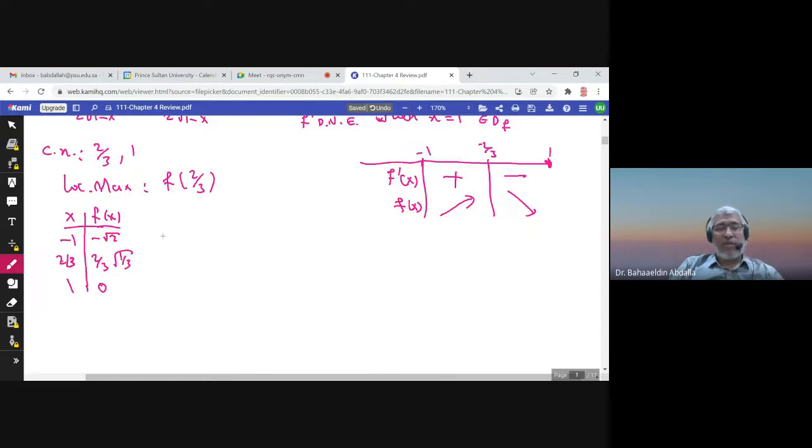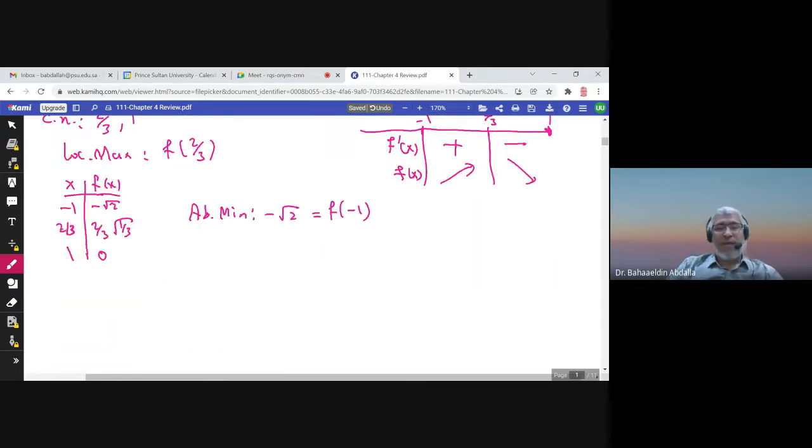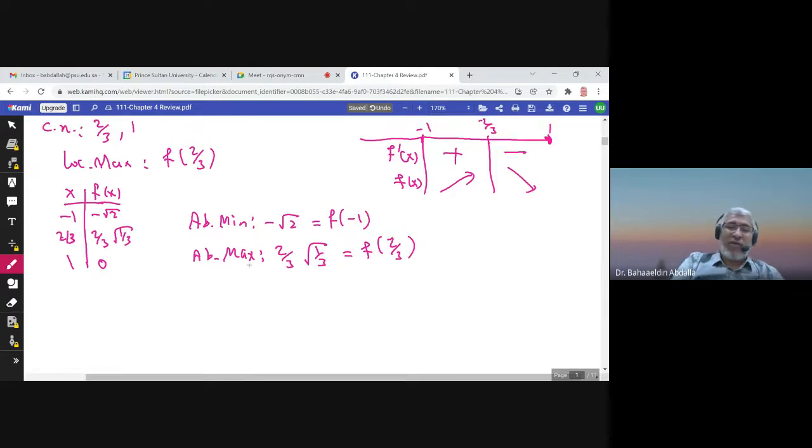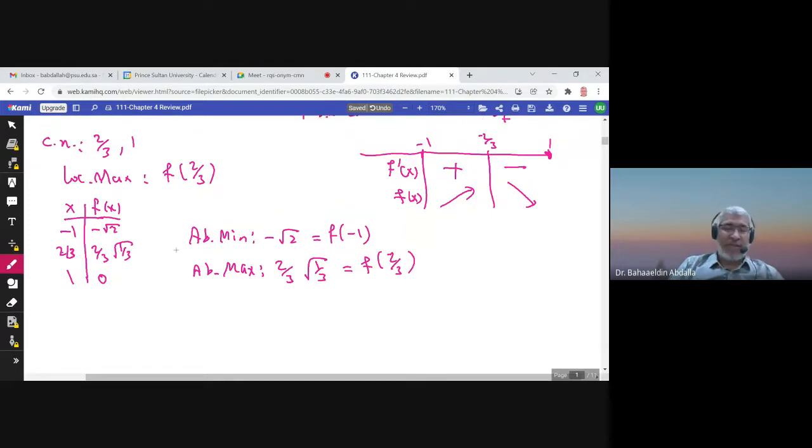So this is the absolute minimum. Absolute minimum is negative square root of 2, which is f of negative 1. And the absolute maximum is 2 over 3 times square root of 1 over 3, which is f of 2 over 3. So f of 2 over 3 is a local maximum, and at the same time, it is an absolute maximum.